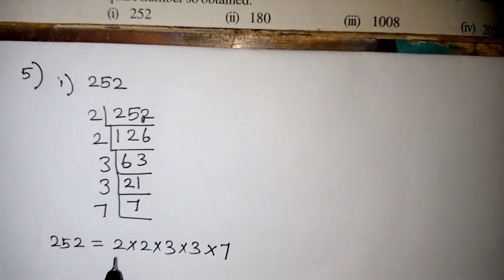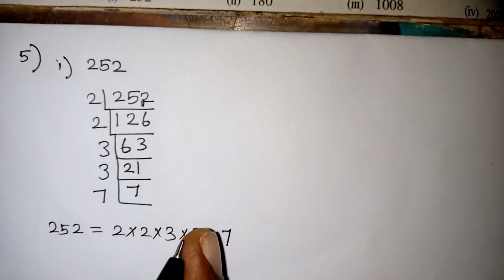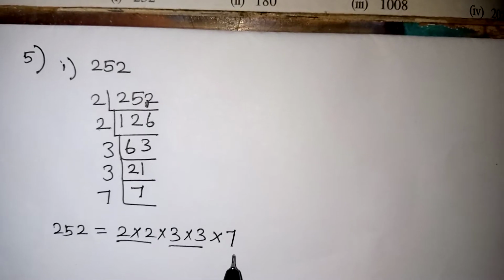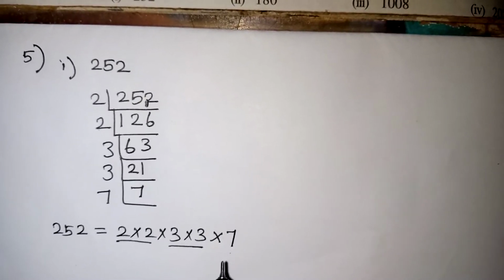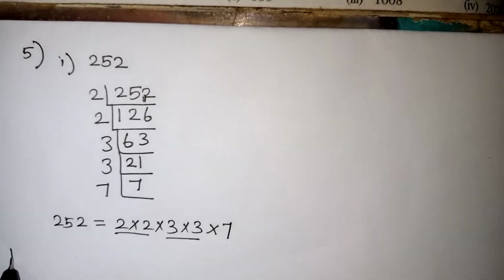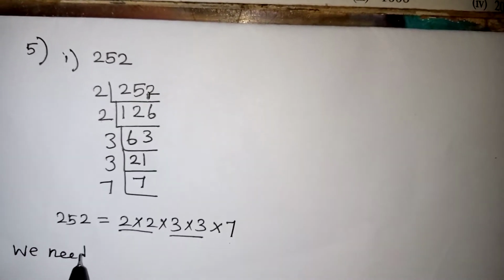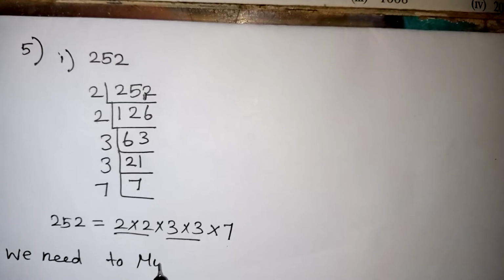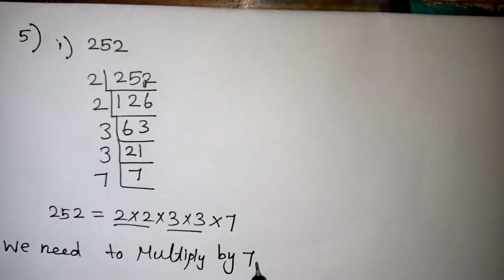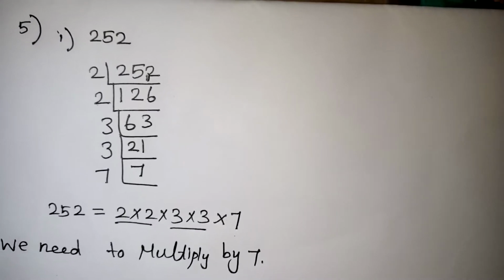So here, to make a perfect square, all the numbers should be repeated 2 times. 2 is repeated 2 times, 3 is repeated 2 times, but 7 is not repeated. It is coming only one time. So we need to multiply by 7. Multiply by 7. Then only this number will become a perfect square number.